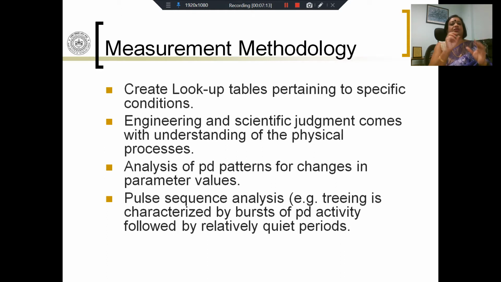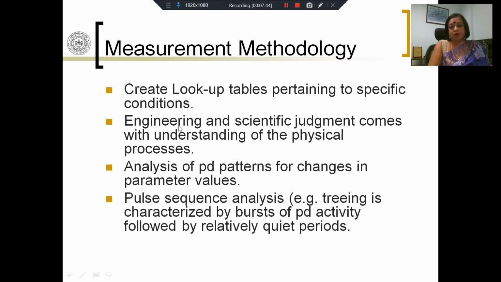Intentionally introduce or simulate these discharges, take the PD pattern, and create a lookup table which pertains to the specific conditions. If condition A, this is the PD pattern. If condition B, this is the PD pattern. And when you do this, you have to exercise your judgment to figure out what are the likely cases that might happen in the field. Reproduce all those cases, simulate all those cases, prepare the lookup tables.